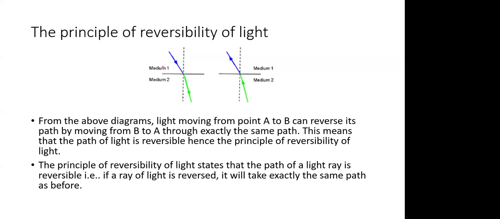You cannot just say that light is moving from medium 1 to medium 2. Show when it is going, and then show when light is following the same path. That's what we call the principle of reversibility of light.